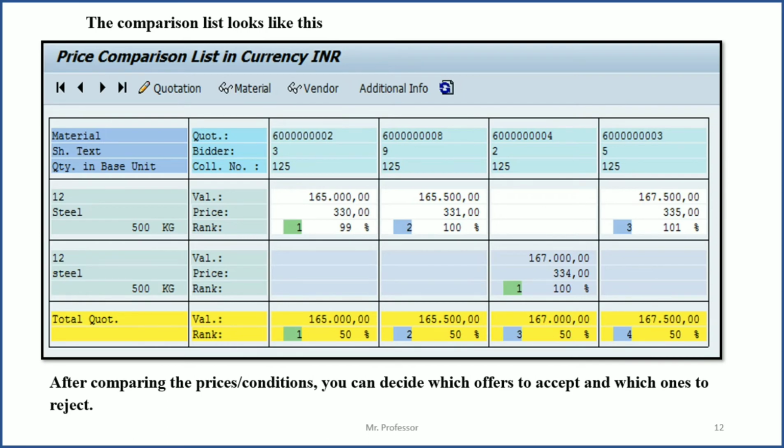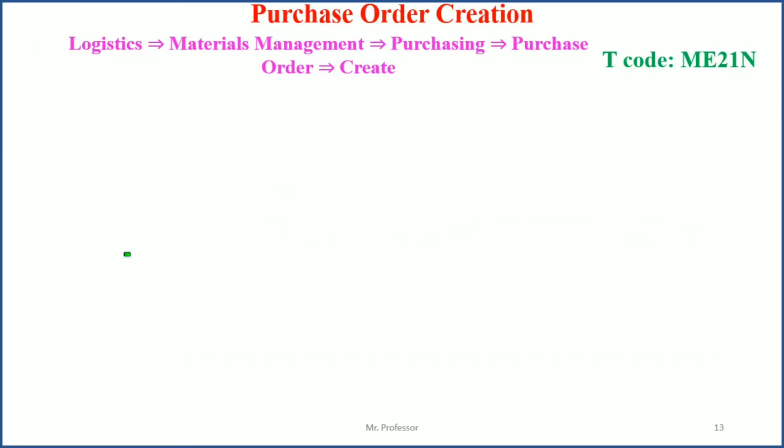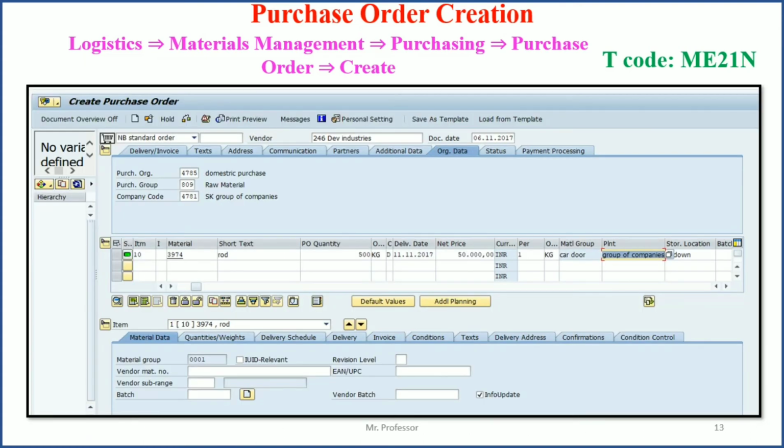Next, we are going to see purchase order creation. A purchase order is the formal and final confirmation of the requirements that is sent to the vendor to supply material or services. A purchase order includes important information such as name of the material with its corresponding plant, details of purchasing organization, with its company.